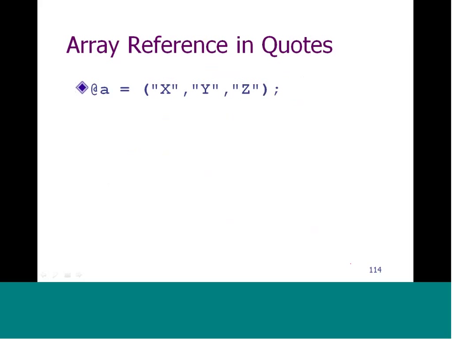So now let's see how the array references are done in quotes. In this case, again within the quotes, this is actually interpolated. So A1 is, again I will mark these ones as 0, 1 and 2. So you can see that in this case it will print out the Y, because 1 corresponds to Y, so the Y will get printed out.